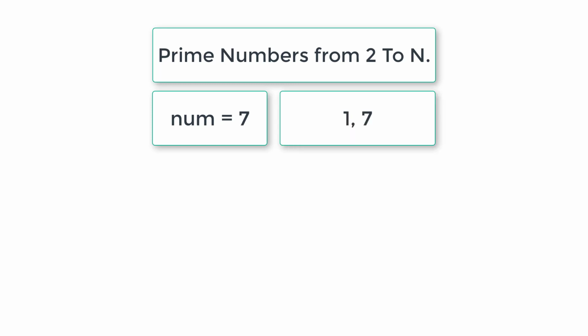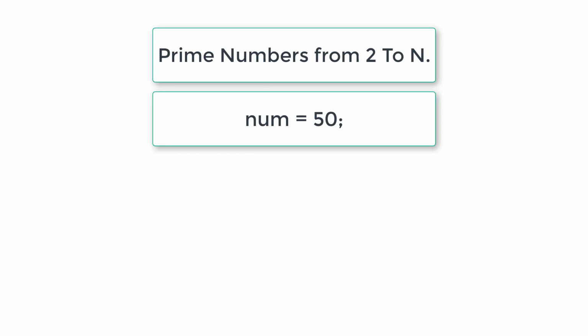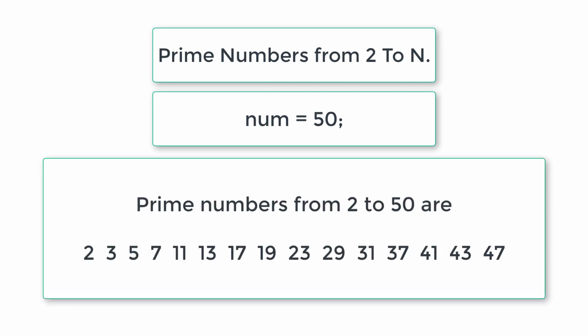a prime number. So in this program, we accept a number from the user and print all the prime numbers between 2 to the number entered by the user. In this case, if the user enters the number 50, we print all the prime numbers from 2 to number 50.